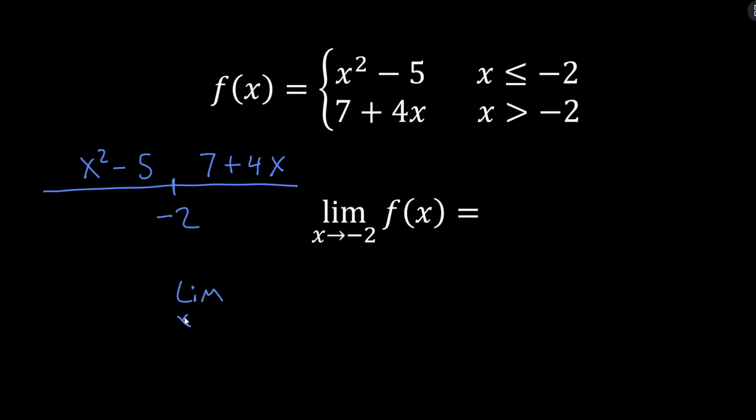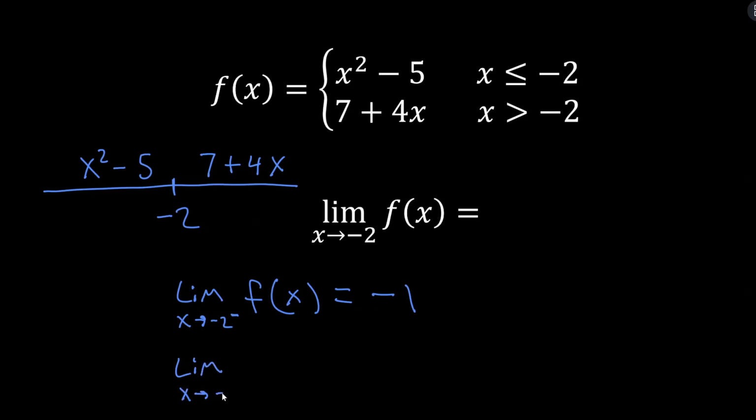So the limit as x approaches negative 2 from the left, I'm going to get that by plugging in negative 2 to this expression on the left, right? So negative 2 squared is 4. 4 minus 5 is negative 1. Boom. That's the limit from the left.